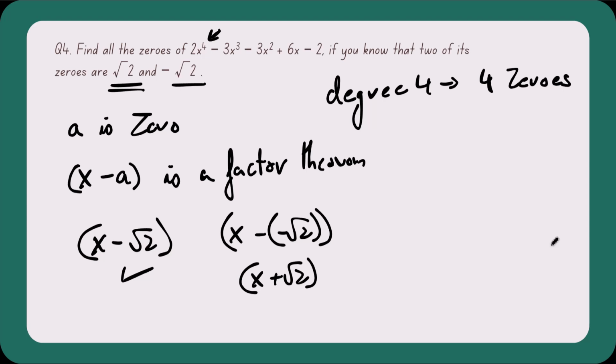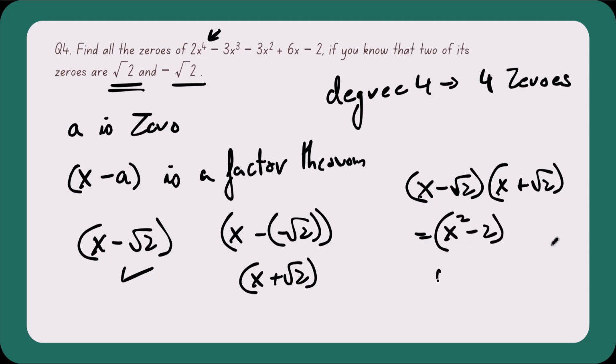So we have two factors, x minus root 2 and x plus root 2, correct? If I multiply them, it will become x square minus 2, which is a factor, correct? Now what is the remaining? How do you find the remaining polynomial? Very simple. For the remaining polynomial, we can divide and find, correct?